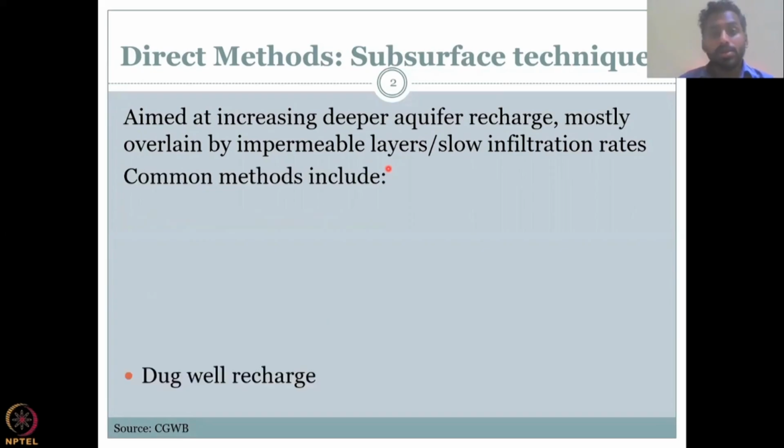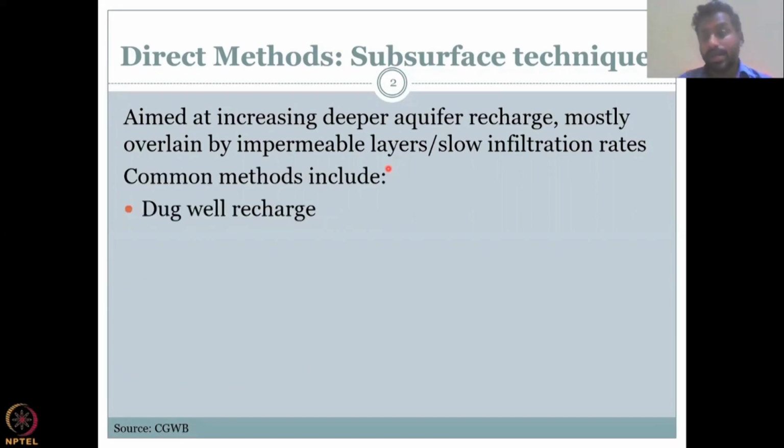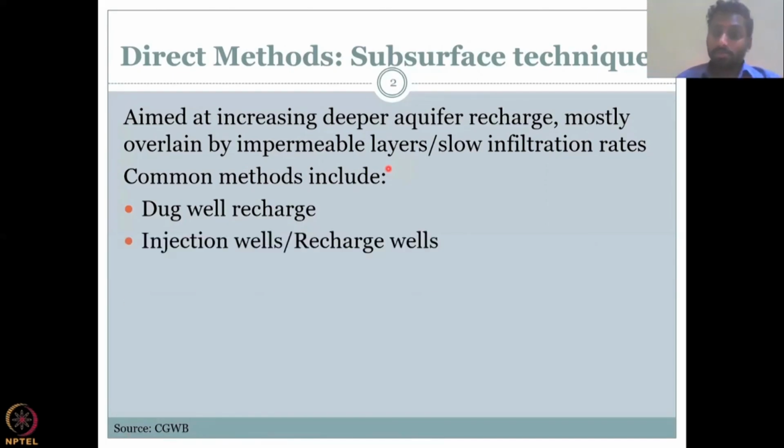The common methods include dug well recharge. I just had a small diagram today. So how you can create a well, and within the well, the groundwater can be recharged. Injection wells or recharge wells. What is the difference is the dug well is at shallow aquifers at a very shorter depth in the ground, whereas your injection wells or recharge wells go much deeper. These are suited for confined aquifers, whereas dug wells are more for unconfined aquifers.